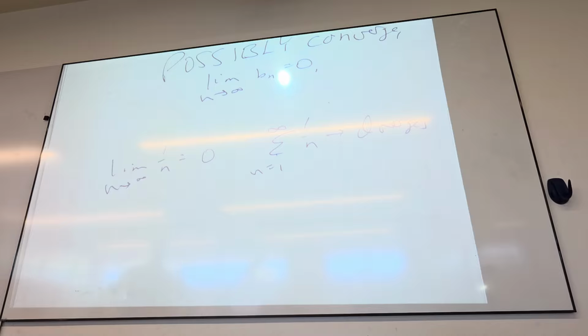The limit being 0 means, oh, it's got a chance. And then you look at 1 over n and you had a chance, but oh well, you diverged.